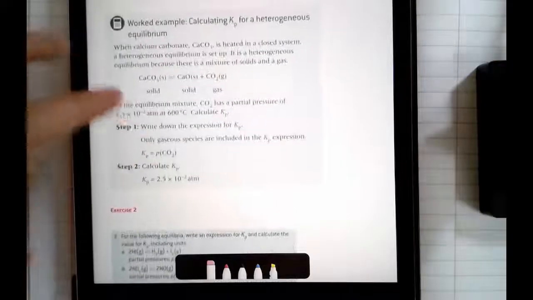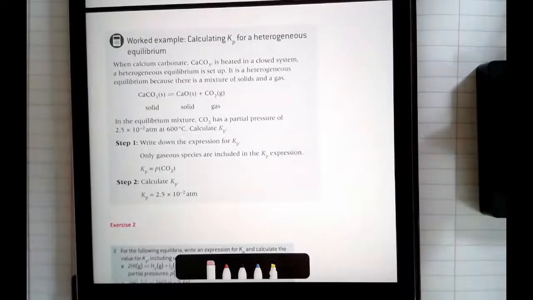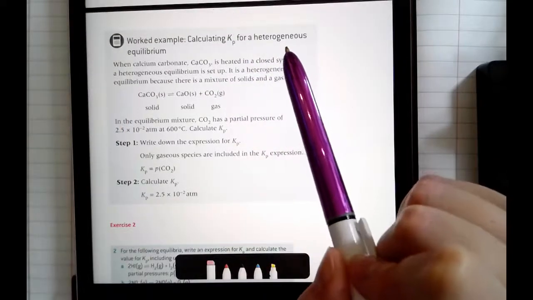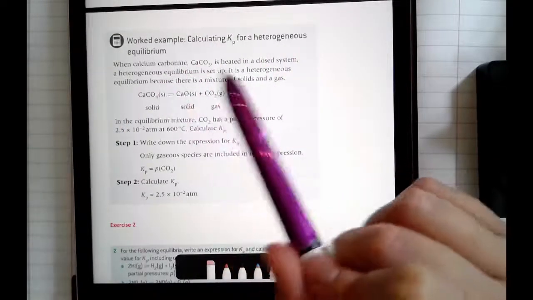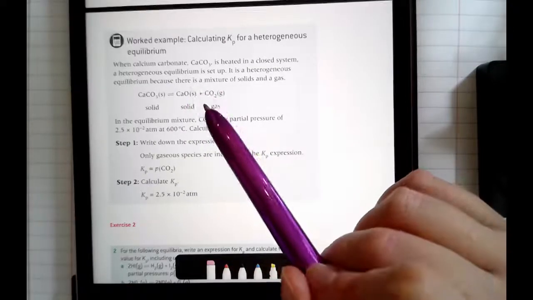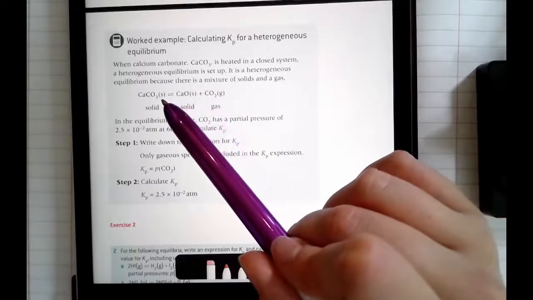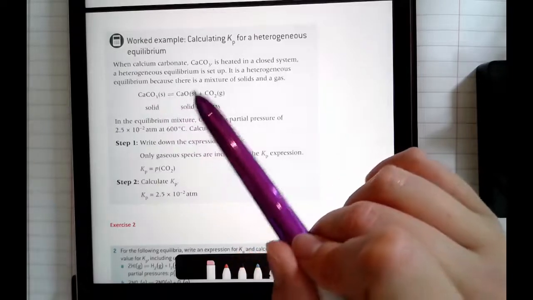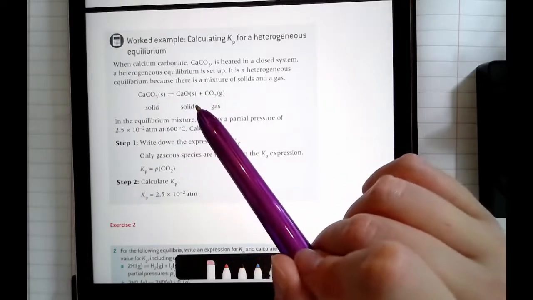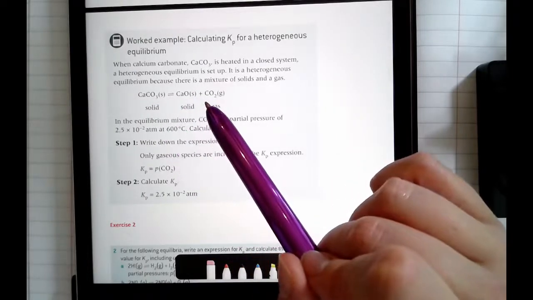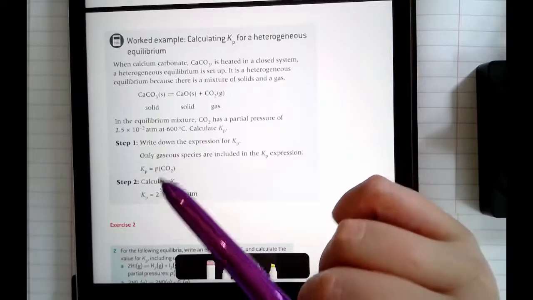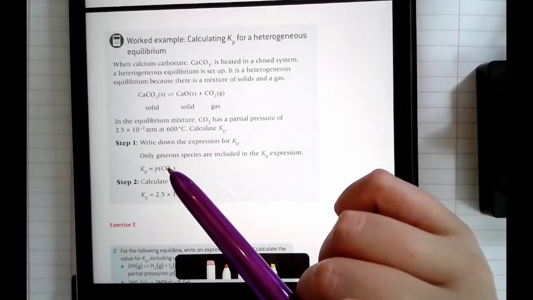Just over here, I'm just going to highlight this example in the book. It asks you to calculate Kp for a heterogeneous equilibrium, and it gives you the reaction. We've already written the Kp expression for this reaction, and we saw that we had to leave out the calcium carbonate and the calcium oxide because they were both solid. That meant my entire Kp expression was just Kp equals the partial pressure of CO2.